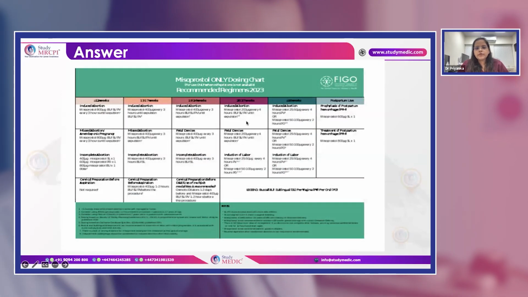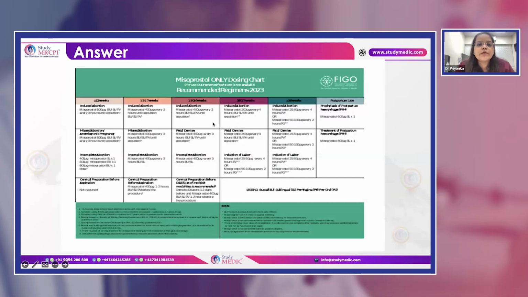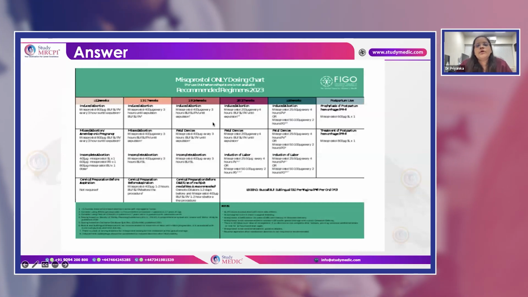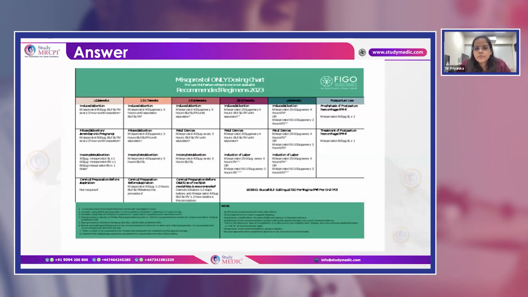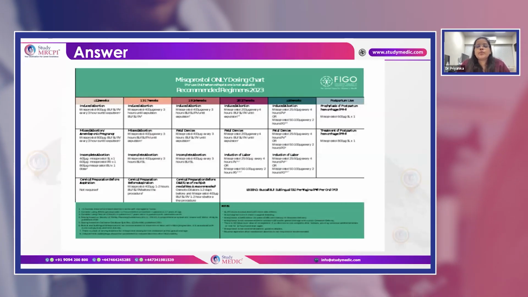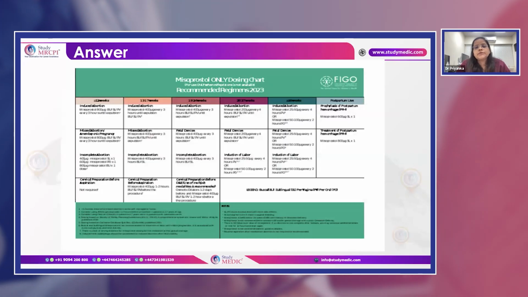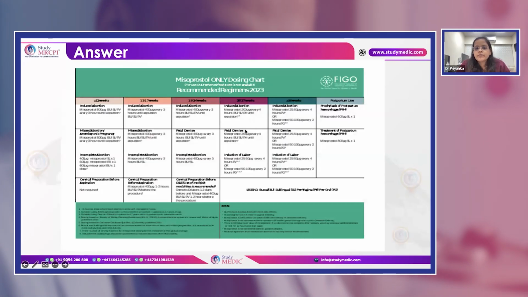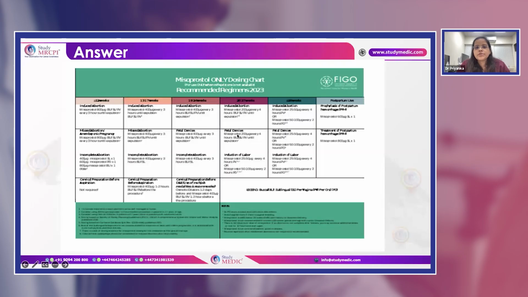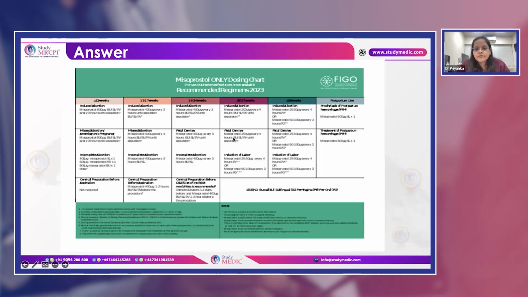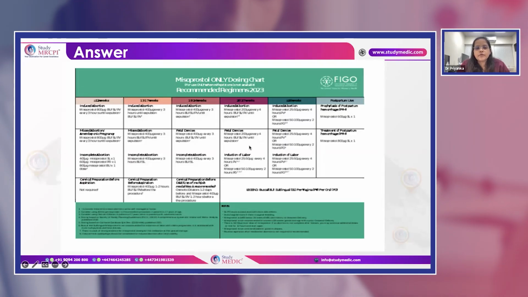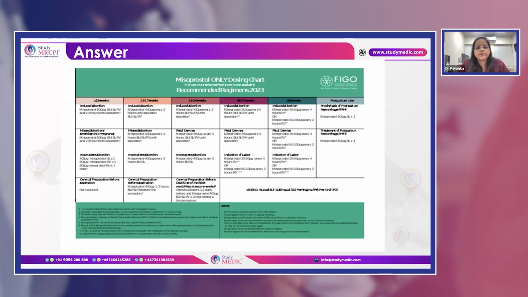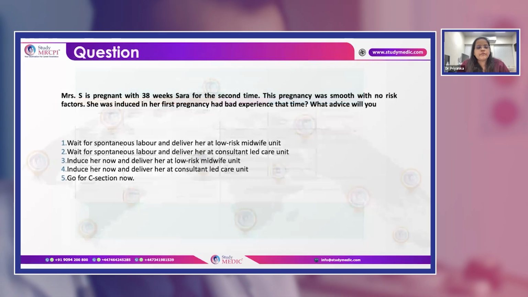So now, if you look here, the dose is divided according to what period of gestation the patient is, and also if they had induced abortion or a fetal demise, or they are going to have an induction of labor. So if she is between 26 or 27 weeks and she had a fetal demise, she will have mifepristone first, followed by misoprostol 200 micrograms every 4 hourly until expulsion. So that's the correct answer.